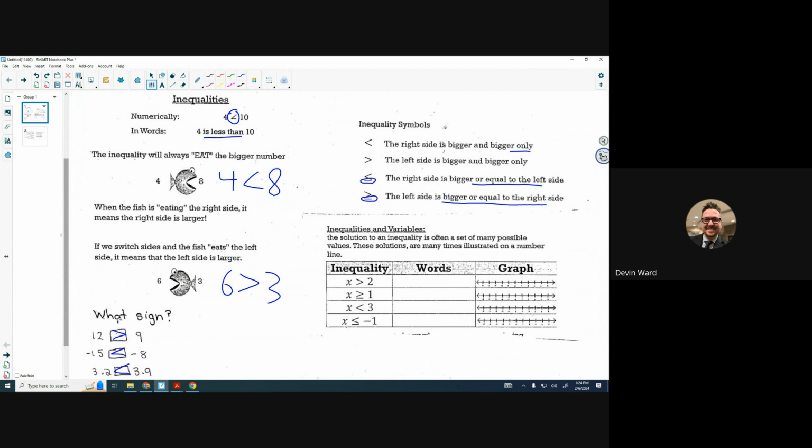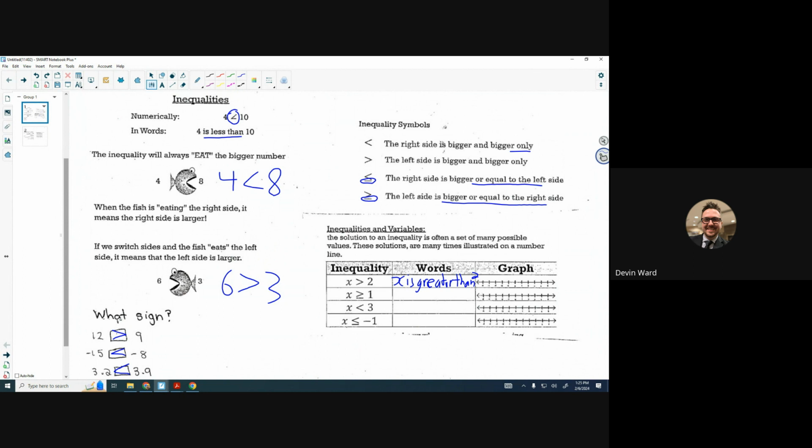So how do we talk about this? How do we write it down with words? How do we do it on a number line? There are often many possible values, so we can write out in words what we're actually saying, and then graph it. The inequality x > 2 means that x is greater than 2.